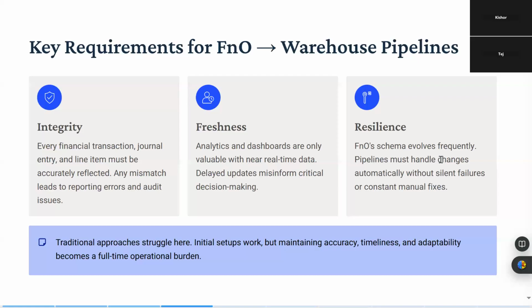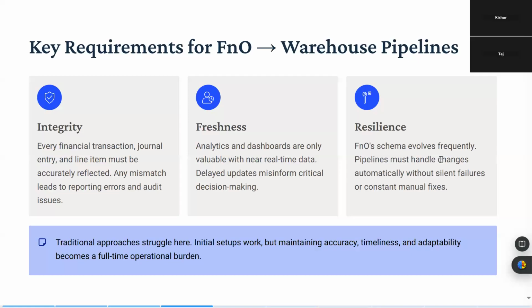So delayed updates can misinform a decision, especially for finance and operation teams, right? Because they solely rely on the current number or the latest data. So data freshness is a no trade off, it is absolutely necessary. So we will have to consider this as one of the most important or critical pillars when you are moving your ERP data from FNO to your warehouse.